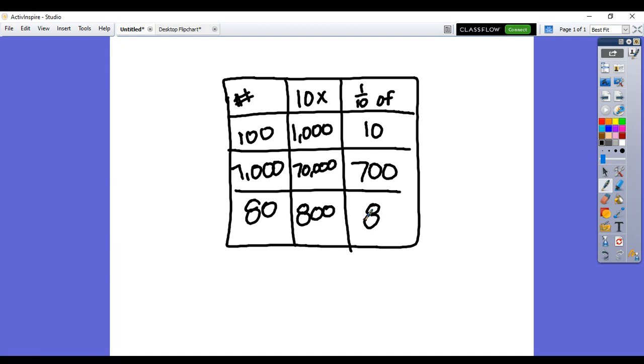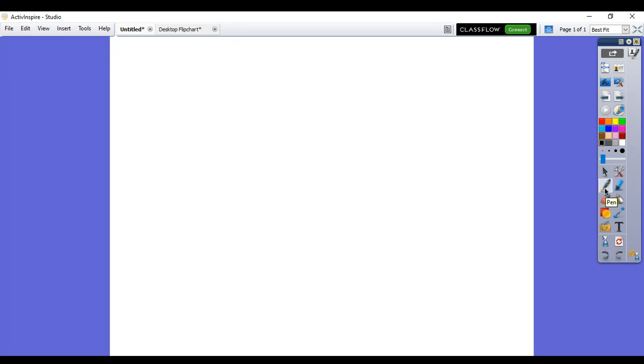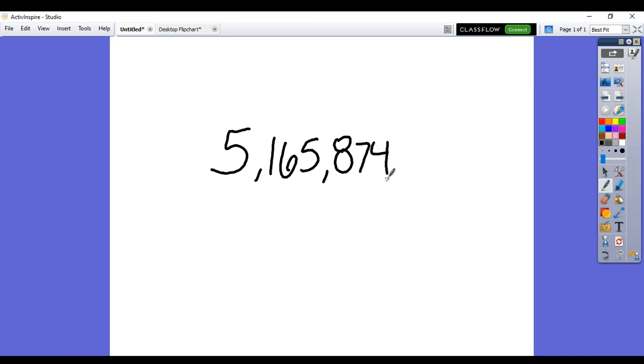Okay, so now we're going to talk a little bit about place value. So if I have a number like this, if I have 5,165,874, and it wants to know the value of the underlined digit. So if you get a problem that says, what is the value of the underlined digit? So we're going to look at the digit itself. So we know the digit itself is 6. What place value is that 6 in? The place value that the 6 is in is the 10,000s place.